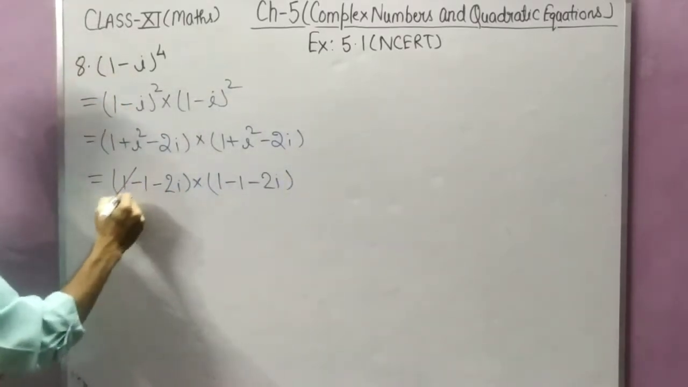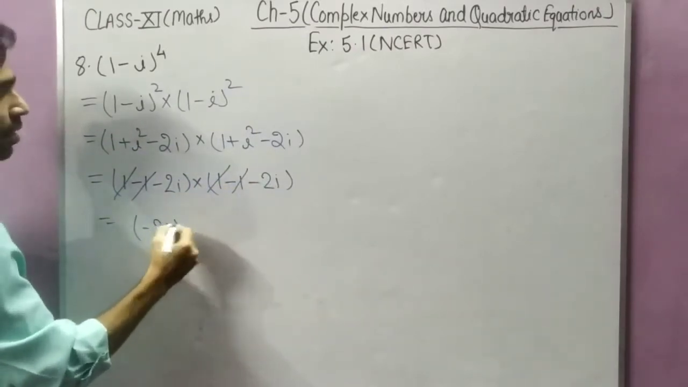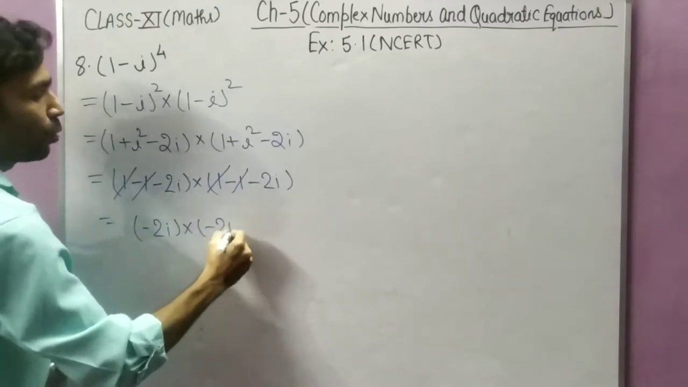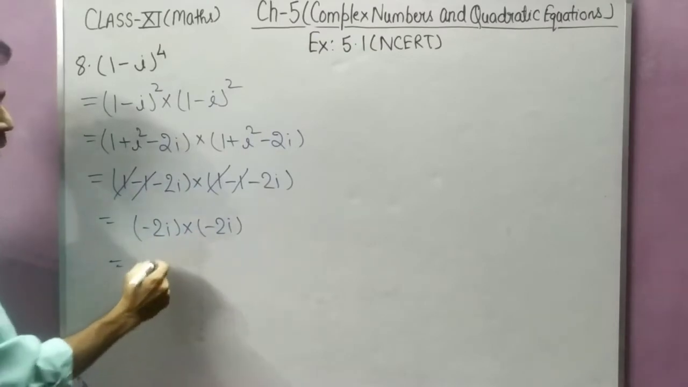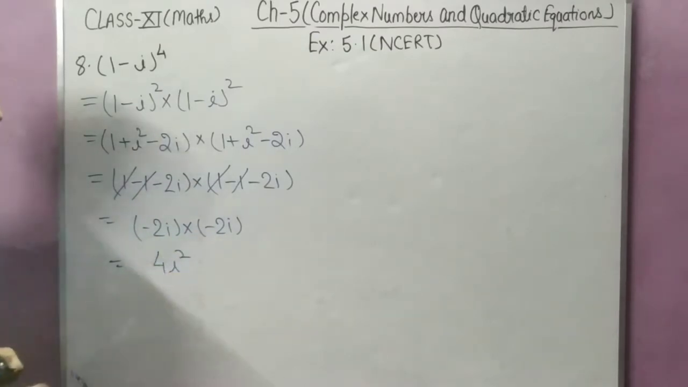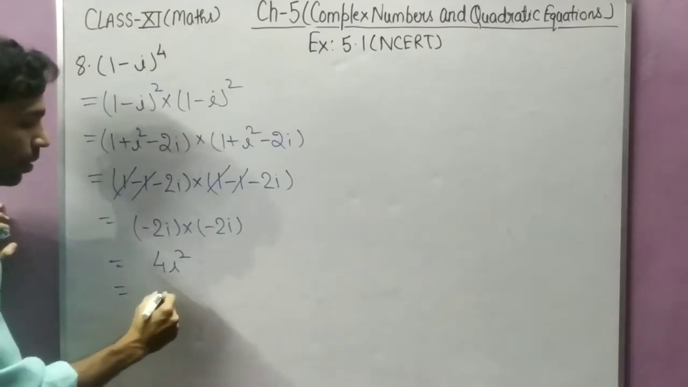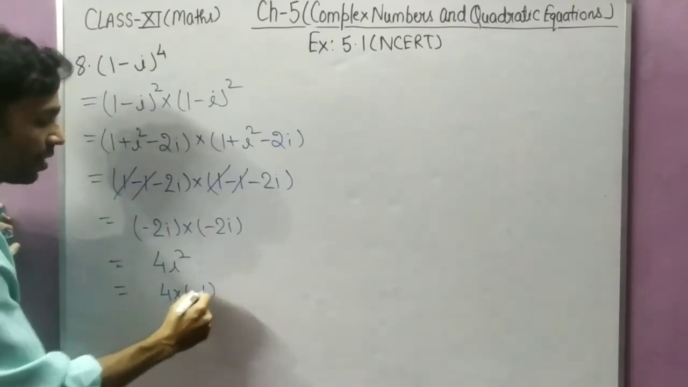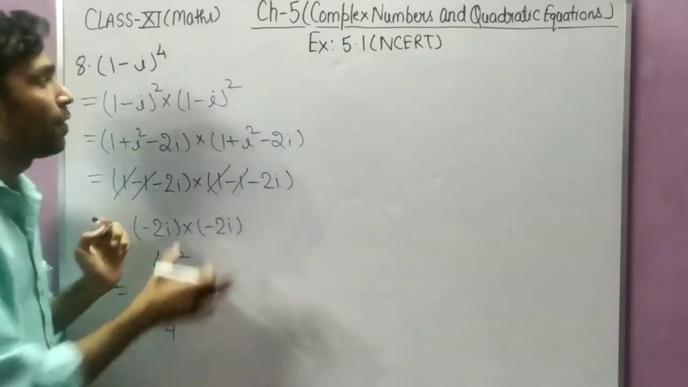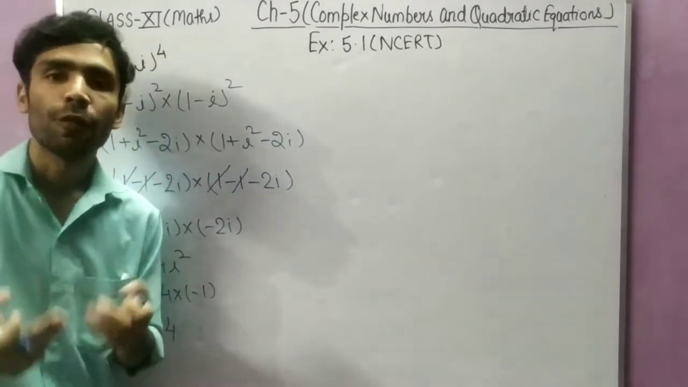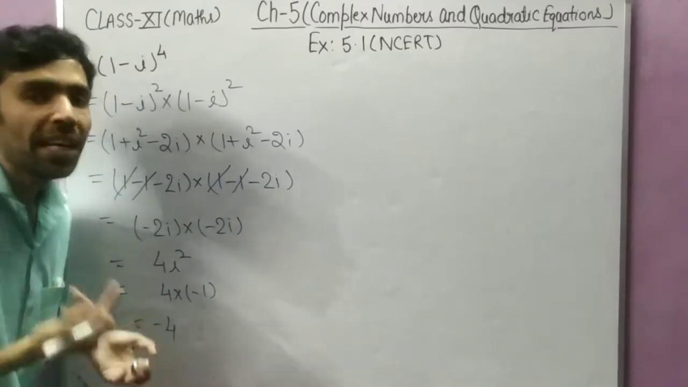Now 1 and 1 cancel, 1 and 1 cancel, so in this bracket what is left? Minus 2i, and in the other bracket also minus 2i. Minus minus will become plus, 2 into 2 will become 4, and i into i is i square. Now the value of i square is minus 1, so 4 into minus 1 will become minus 4. This is the result we got after solving (1 minus i) to the power 4.